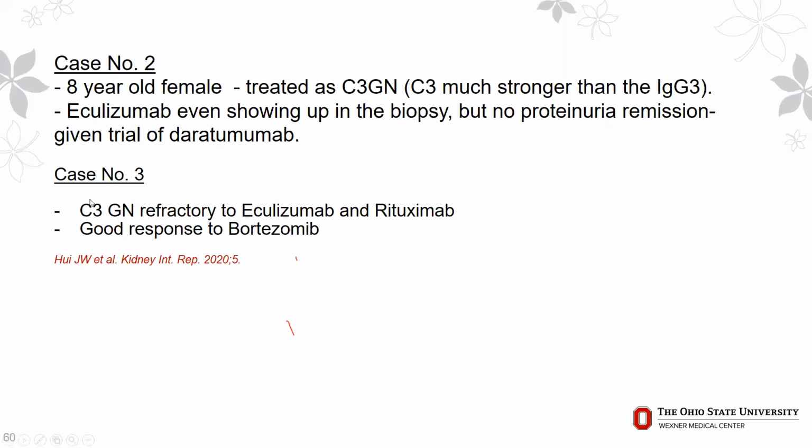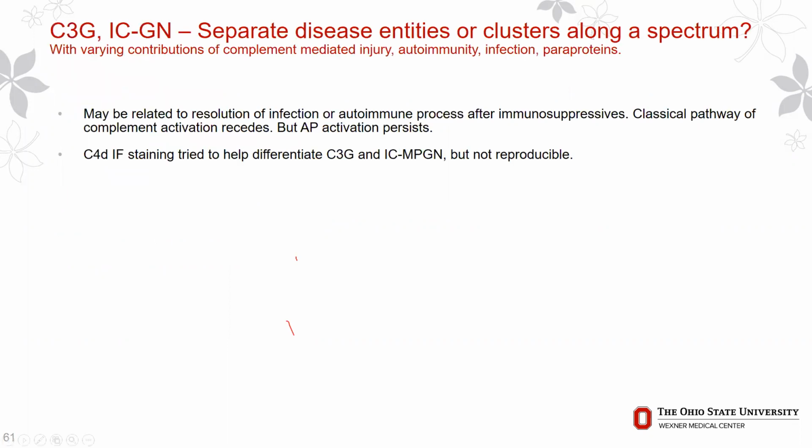And then there was another case which we actually published before. It was a C3GN case that also was refractory to eculizumab and rituximab, but it did show good response to the plasma cell agent bortezomib. So it just goes to show that you need to tailor the therapy for every patient depending on how the patient responds. Some of them may respond to complement blockade, but some actually respond better to B-cell agents.